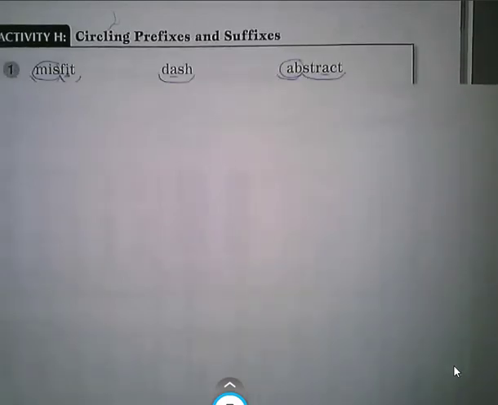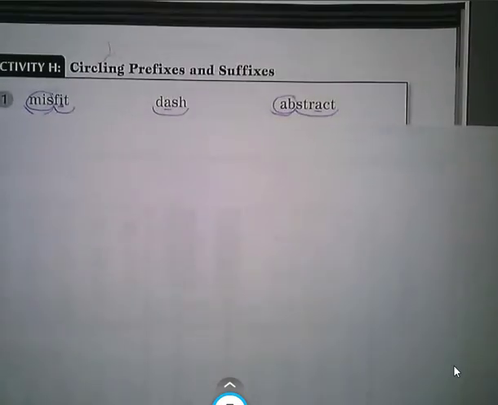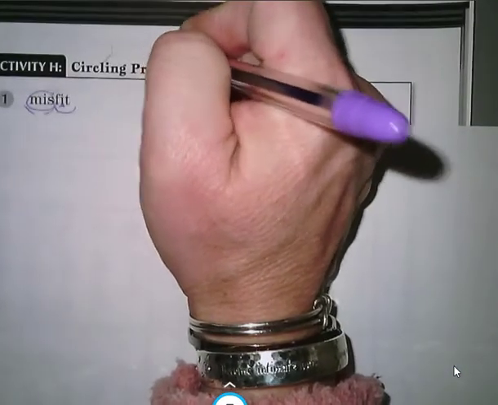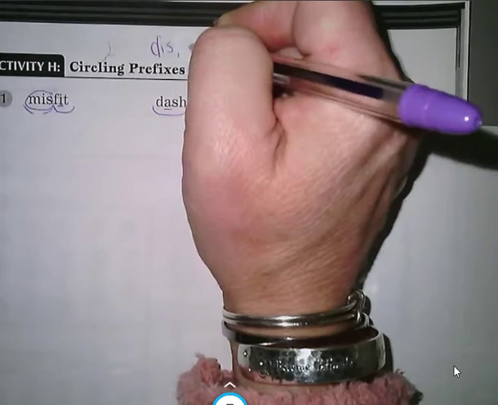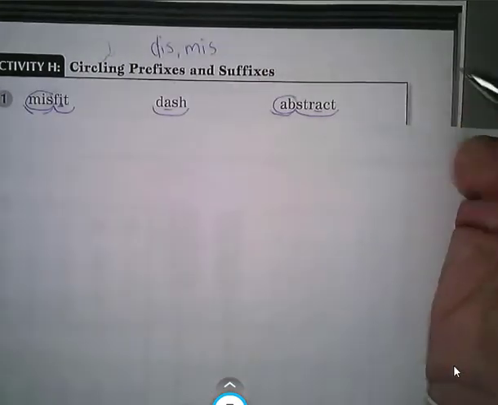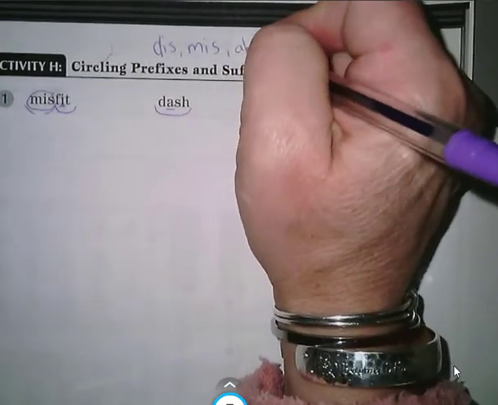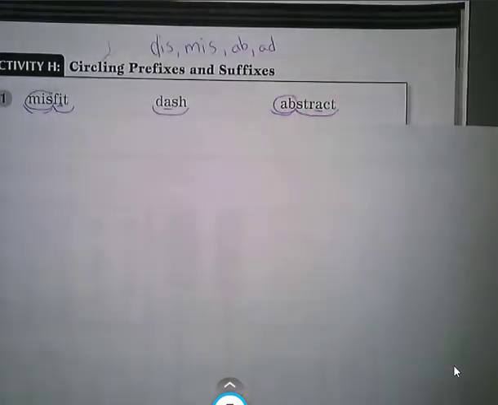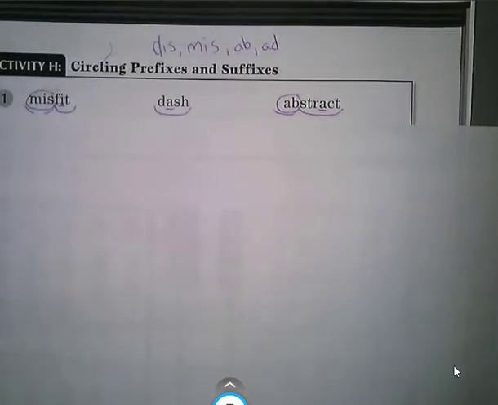In activity H, it's similar to what we did back on activity E. Activity E, we were looking for the letters that made the vowel sounds. We were finding the syllables or the word parts. So now we're just going to add in the 4 prefixes: dis, miss, ab, and add. And if you want, you may actually want to write them at the top here to help you remember. You're looking for dis, miss, ab, and add. Okay, so feel free to write those at the top of your paper.